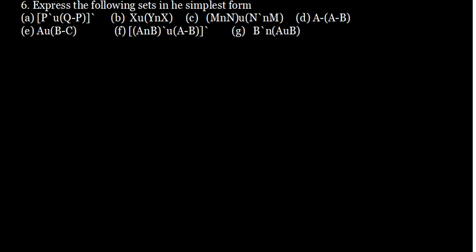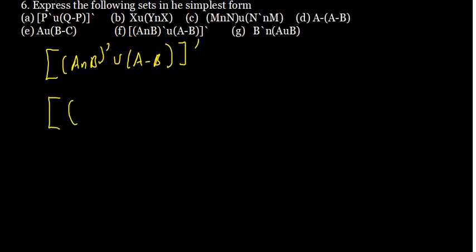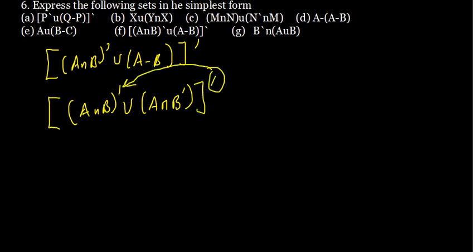Alright, we now want to work out F, which is A intersection B complement union A minus B, the complement outside. I'm first going to change this minus into an intersection. So we're going to have A intersect B complement union, we are going to have A intersect B complement, and then another complement outside. So I'll distribute this complement to this, and to this.